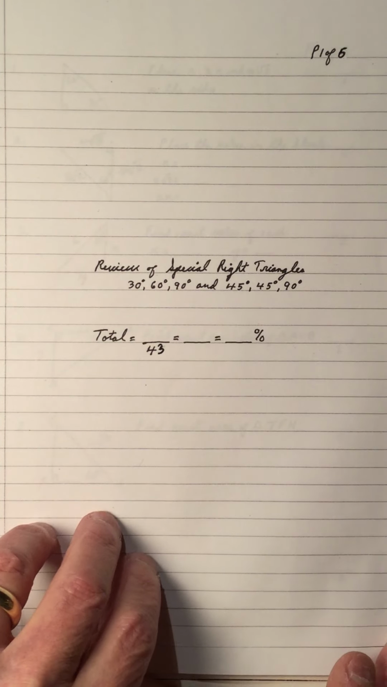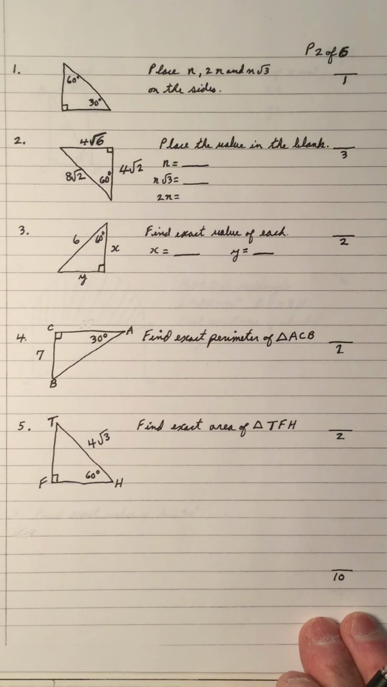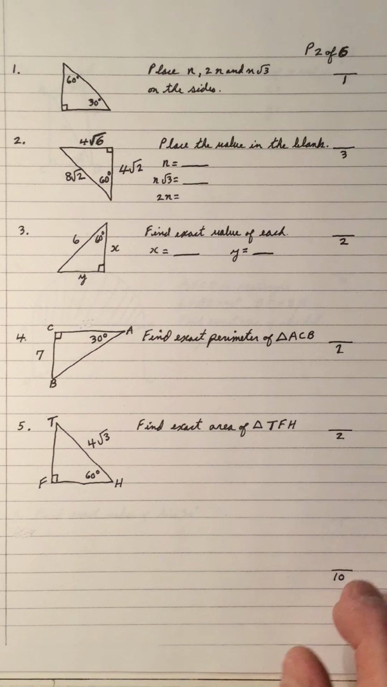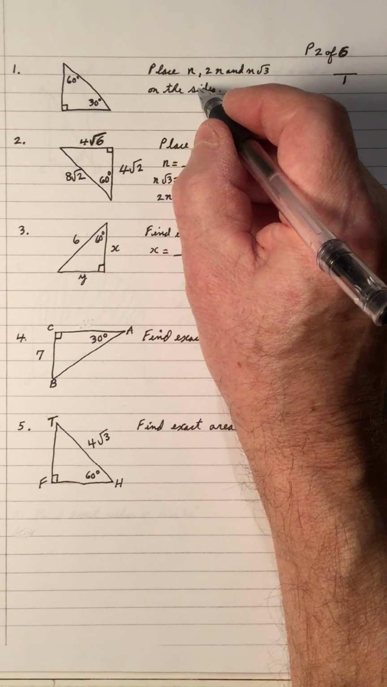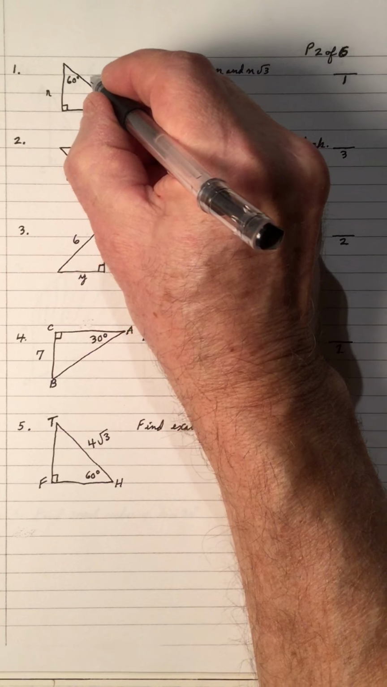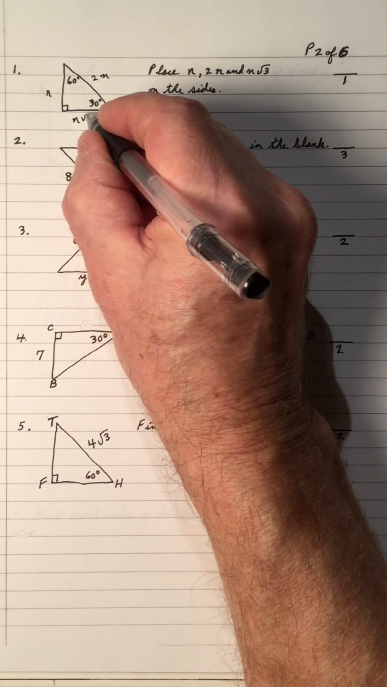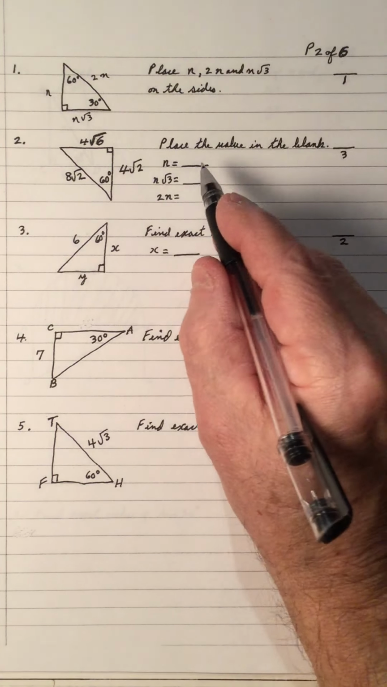And this is the first page of 1 of 6, and there are more questions. So pause your video and work each of these out. And here we go. Place n, 2n, and n root 3 on the side. So opposite to 30 is n, opposite to 90 is 2n, and opposite to 60 is n root 3. And give yourself a mark if you're correct.